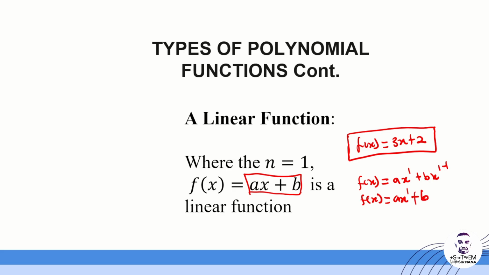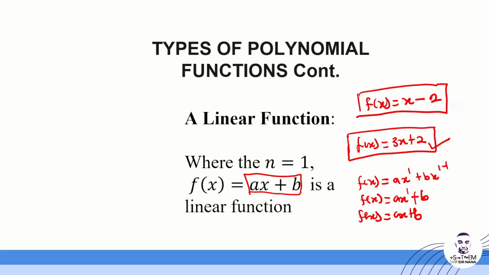So we are going to get plus b. So it means that our f of x is going to be equal to ax plus b, right? And this is a typical example of that. We can also have another function, f of x equal to x minus 2. This is also a linear function.